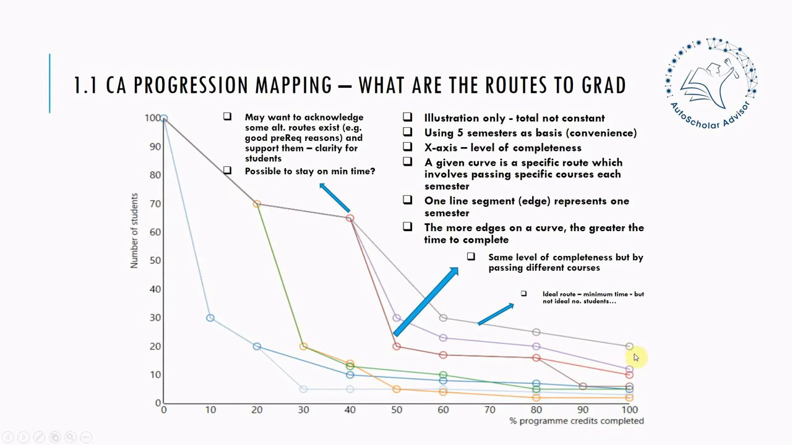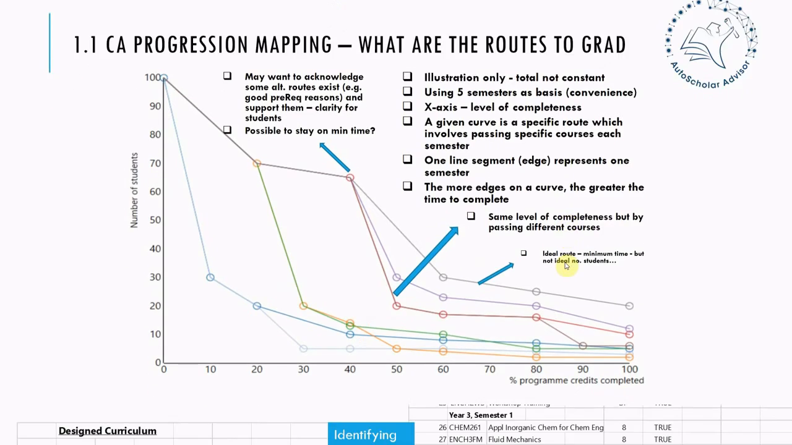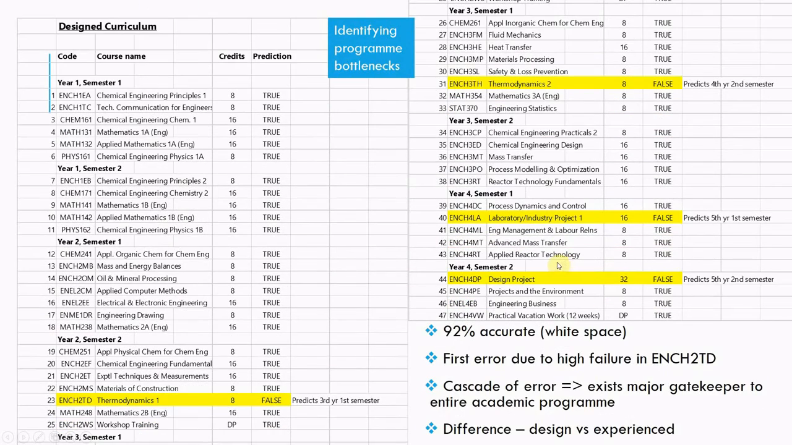We can select the route to graduation by the majority of students, or the route which has the shortest time to graduate. By looking up the courses behind these vertices, we determine the best route to graduation, which we hope matches our curriculum design. Here's a picture of a real example where this was done. Highlighted in white is where the system has correctly found the placement of the courses. Highlighted in yellow is where it got it wrong.